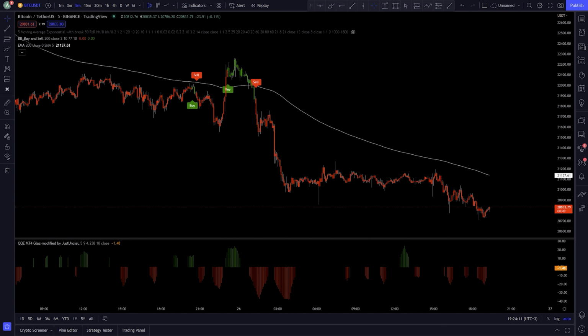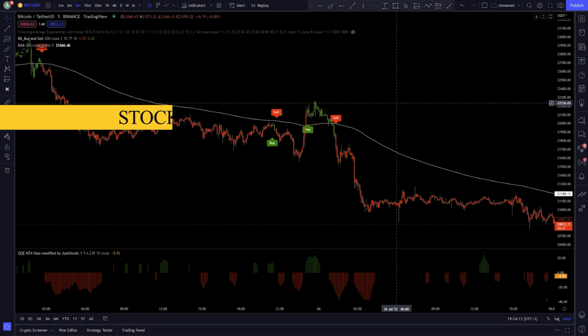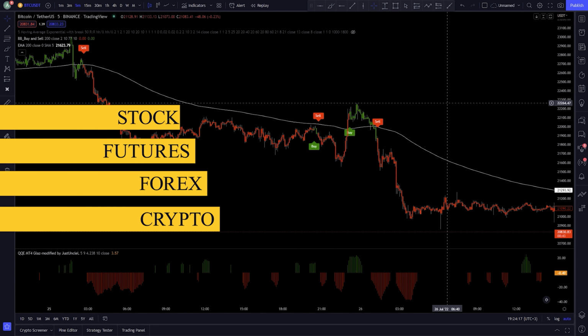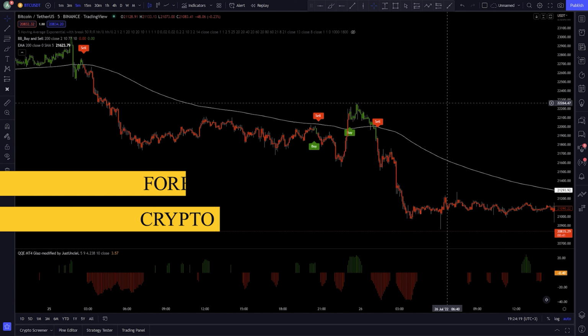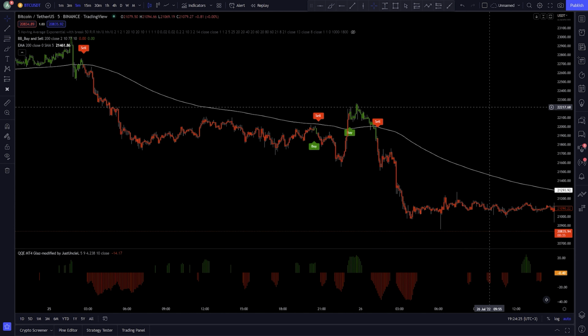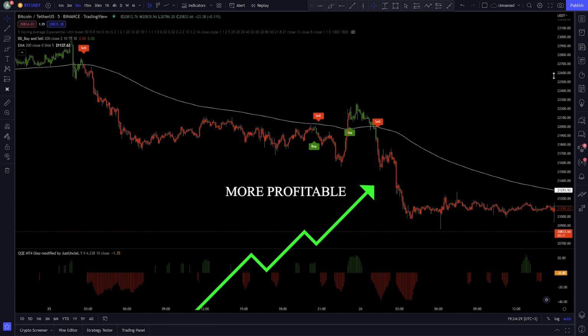This strategy can be used in all types of markets: stocks, futures, forex, crypto. We will explain how these tools work and what settings to use for maximum profits. Be sure to stick around to the end of the video, where we are going to code it and show more awesome tools on how to make this strategy even more profitable over a long period of time.